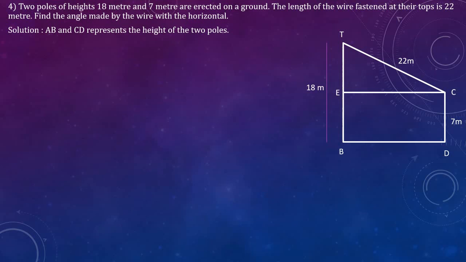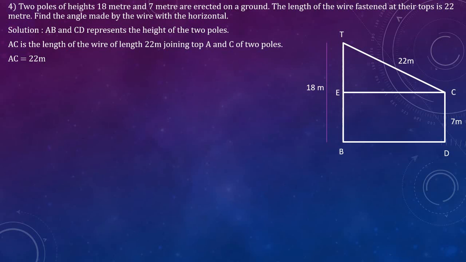Suppose AB and CD represents the height of two poles. AC is the length of the wire of length 22 meter joining the tops A and C of two poles. Suppose AC is equal to 22 meter. Angle ACE is the angle made by the wire with the horizontal. So this angle we need to find out. So here that angle is angle ACE.